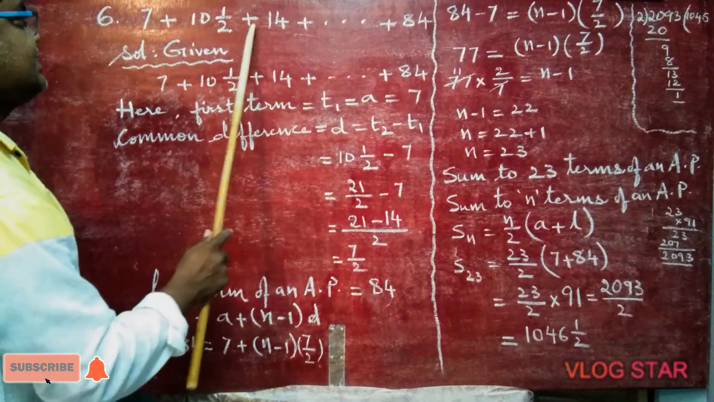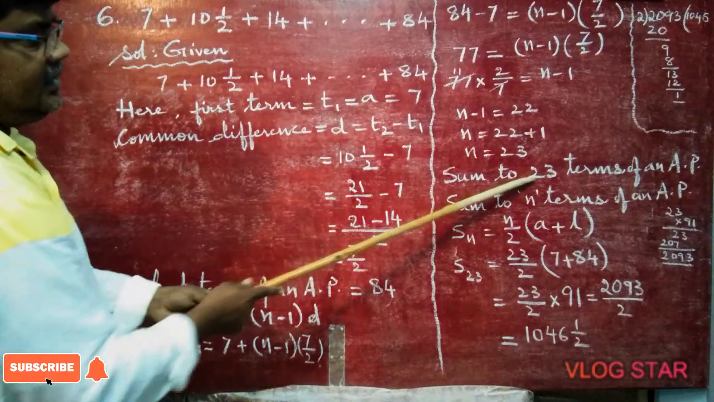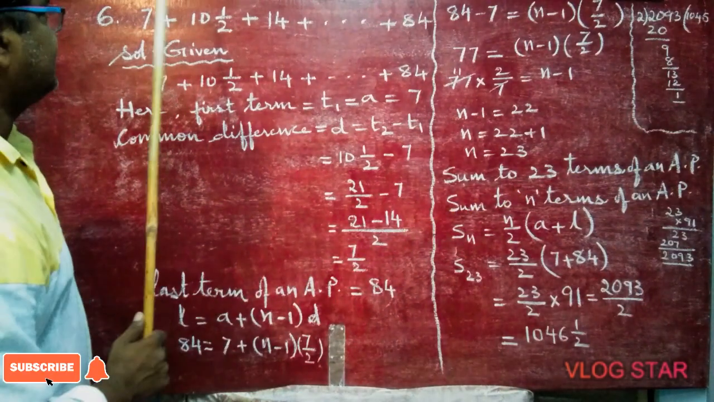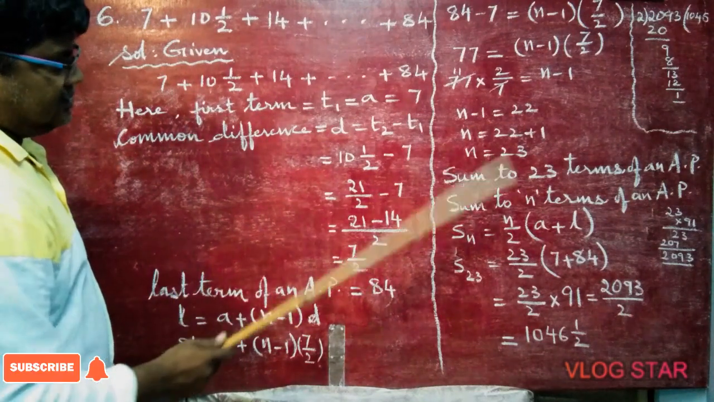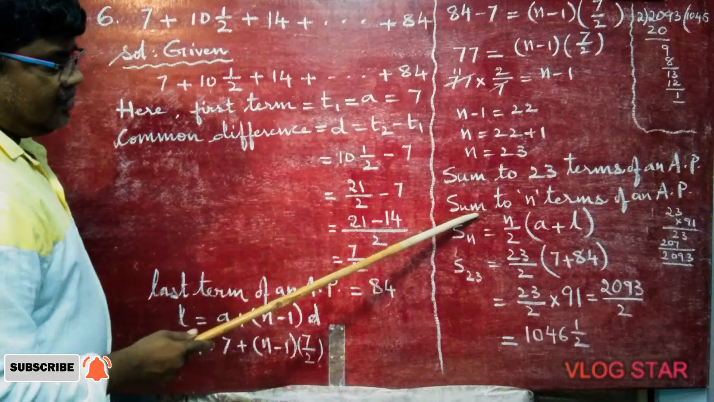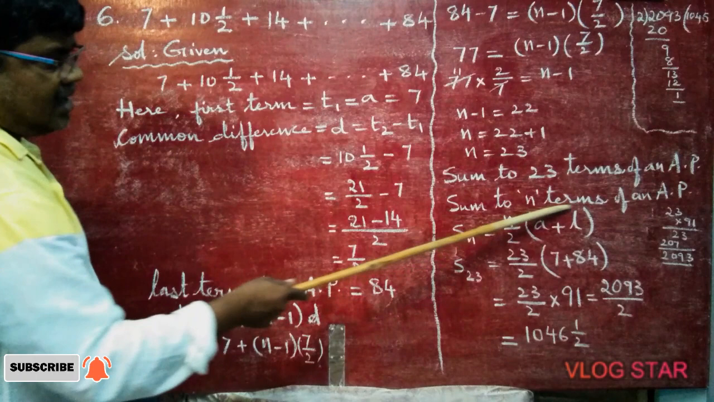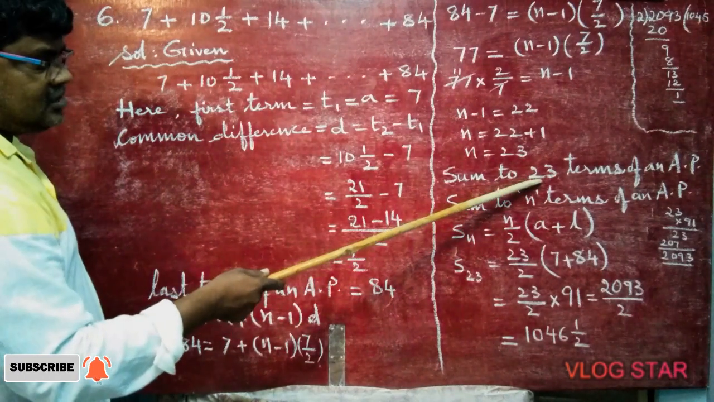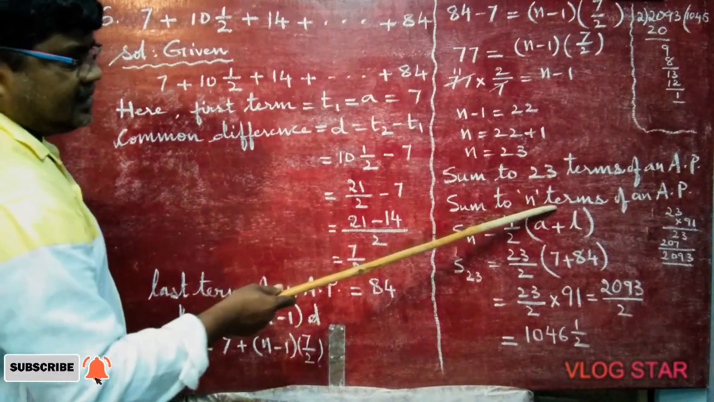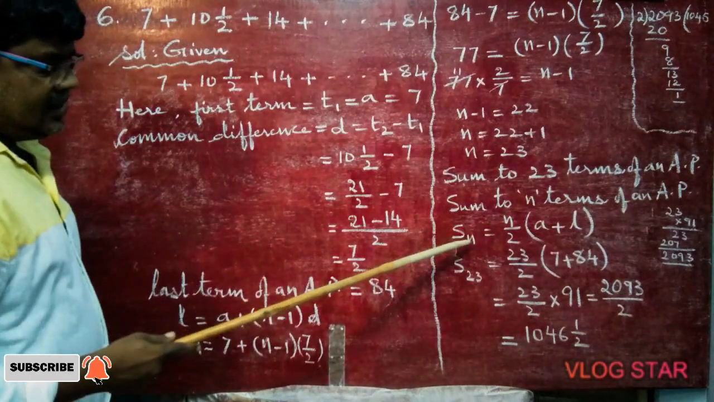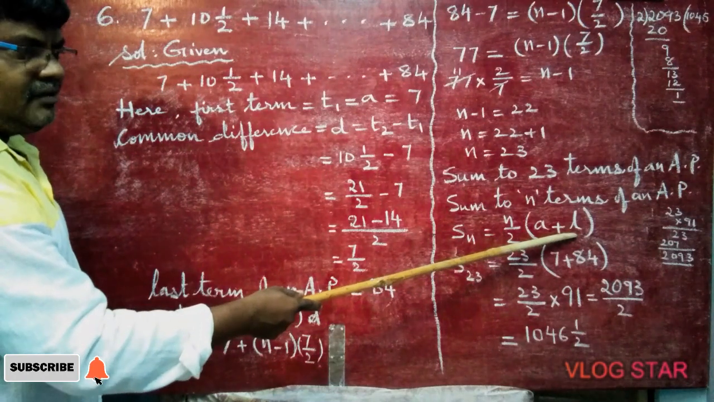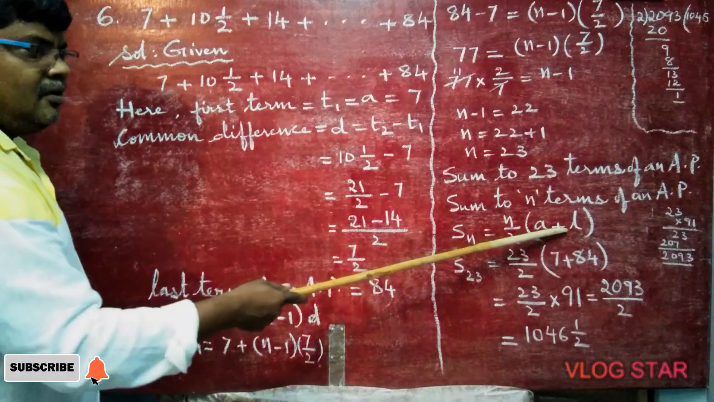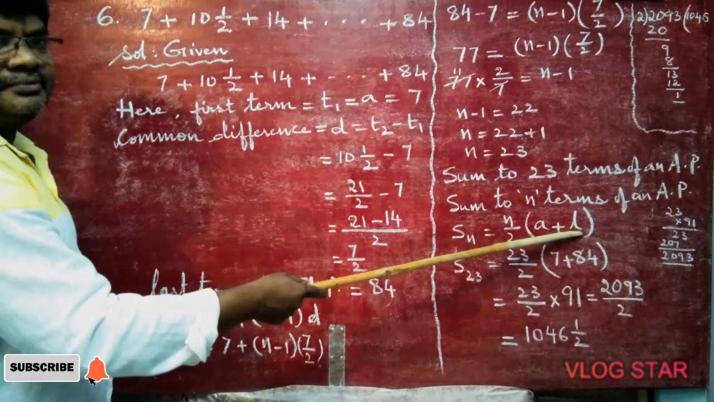Now they are asking the sum. Sum to 23 terms of an AP. Sum means addition. That's why they kept plus. We are going to add all these. Now we know the formula for the sum to n terms. Here n is 23. Sum to n terms of an AP is Sn is equal to n by 2 into A plus L. Why are we using this formula? First term and last term are given.